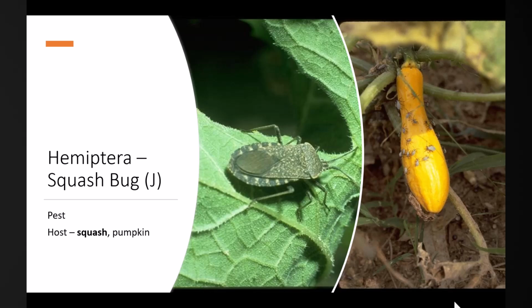I would be very careful as an intermediate or senior to be sure to be able to differentiate the difference between squash bugs and kissing bugs, because the squash bug looks most similar, I would say, to a kissing bug.